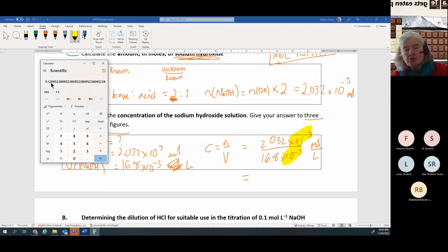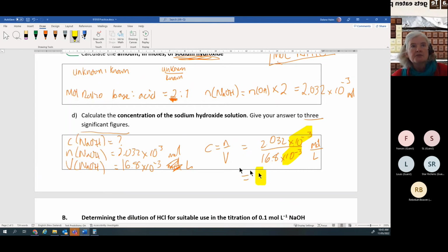0.1209. So what do I do to the 0 to get 3 significant figures? What would my final answer be? Is it going to be 0.120 moles per liter? Or I have to round. Okay, so the 9 makes the 0 in front of it go up by 1. So my final answer is 0.121 moles per liter. Oops.